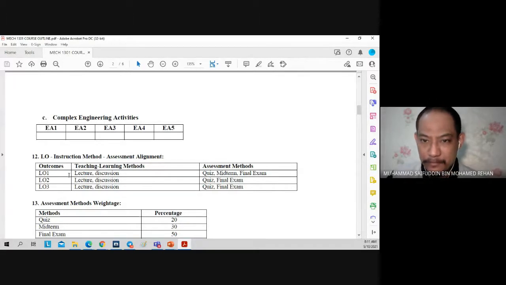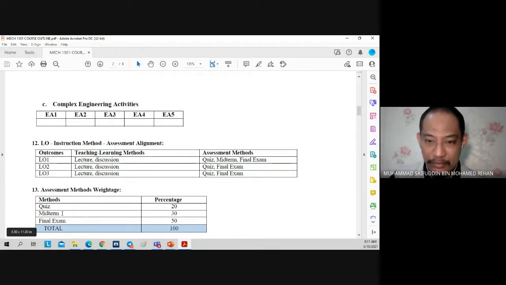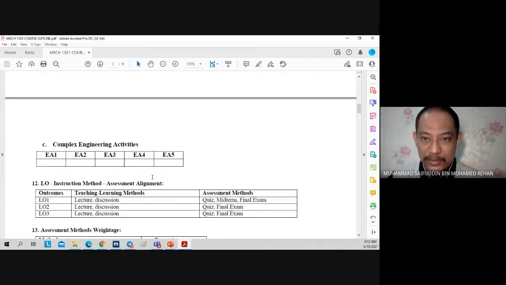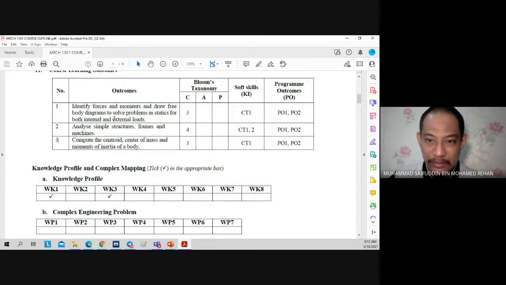Now, in terms of the assessment, we have the quiz, the midterm, and the final, and we'll touch upon the percentages after this. But if you look here in this table, for learning outcome number 1, you will be assessed for it in quiz, midterm, and final. But for learning outcomes number 2 and 3, it will only be assessed in quiz and final exam. Why is that? Because for this first learning outcome, we will cover it from the beginning up till the midterm, right?